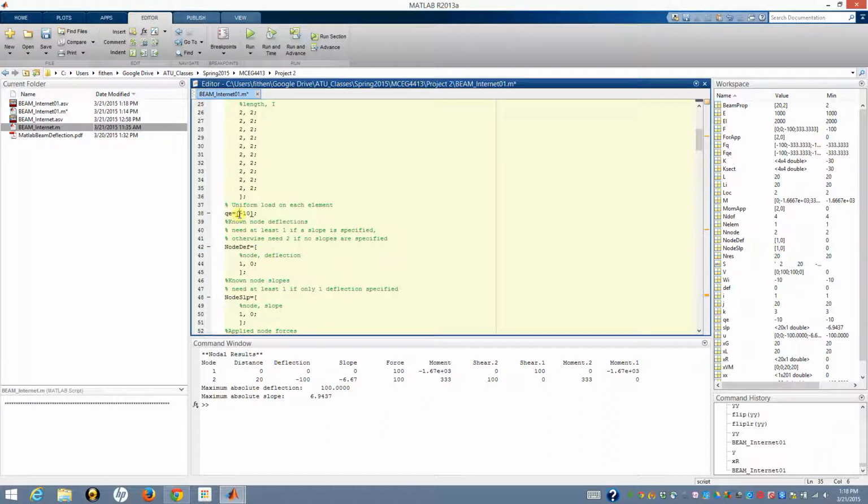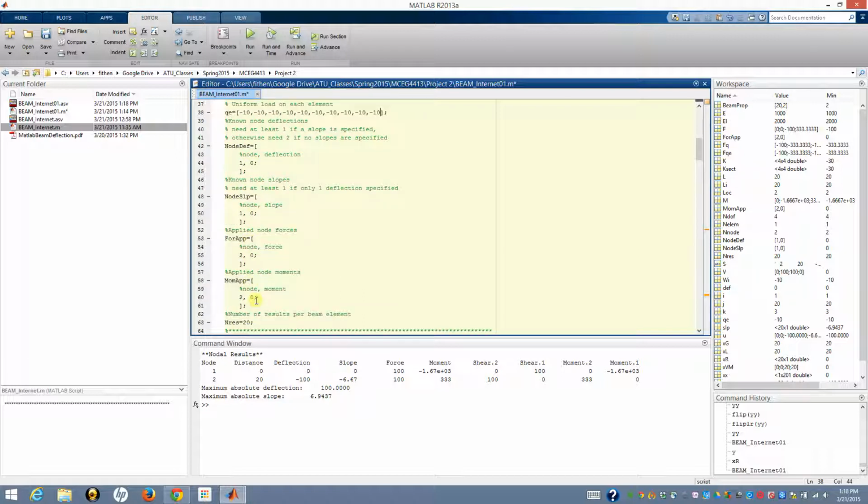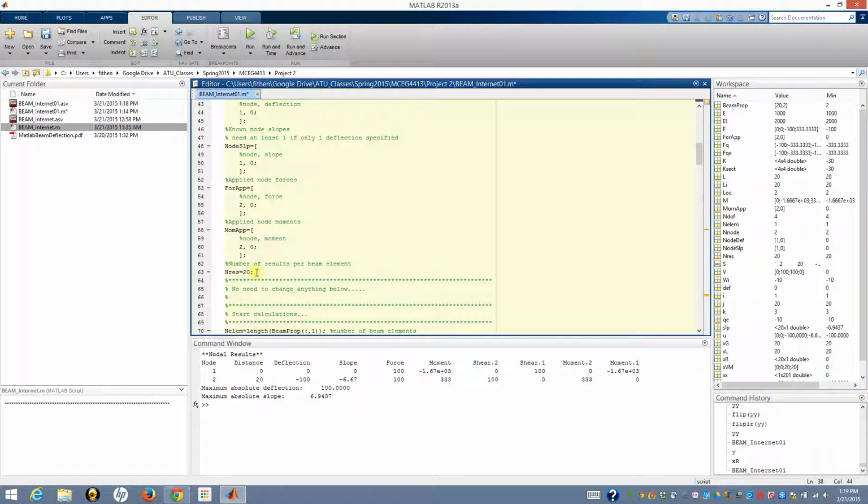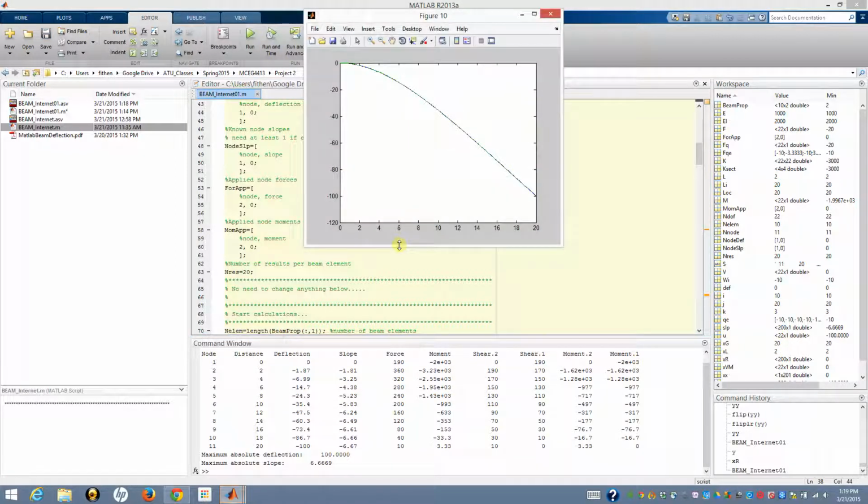So now I need this uniform load placed out there 10 times. So there are 10 elements now. 1, 2, 3, 4, 5, 6, 7, 8, 9, 10. Now, hopefully the thing will catch me. Node 1s, those are going to stay the same. We could leave these the same. And let's see what we get.